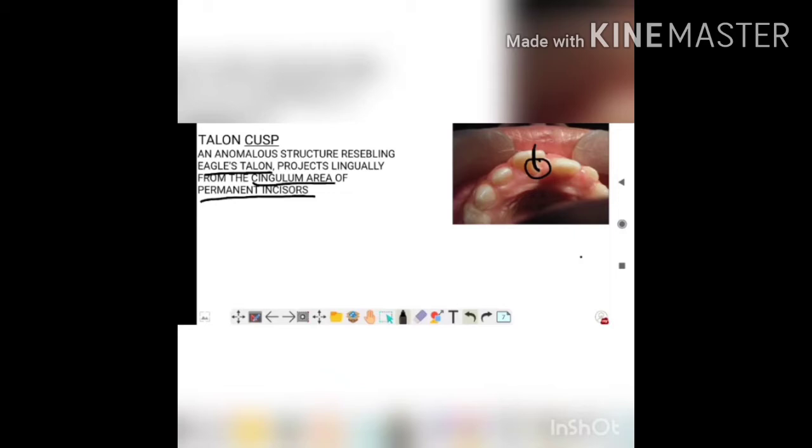Second, caries. The second problem is caries. I said that there is a deep developmental groove where the cusp blends with the tooth. So this groove is very prone to caries because food lodgement can occur there. Then the bacterial growth will start, and which will lead to caries. Third is occlusion. This talon cusp will hinder the occlusion. How? See, in this tooth, if this talon cusp projects outwards, it becomes longer. So obviously this is going to hinder the occlusion.